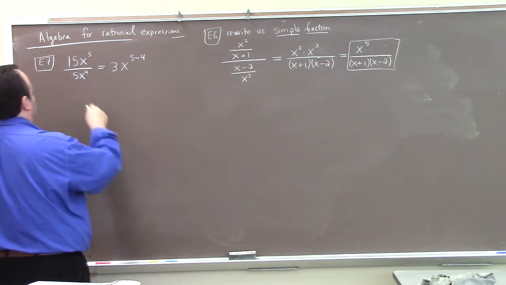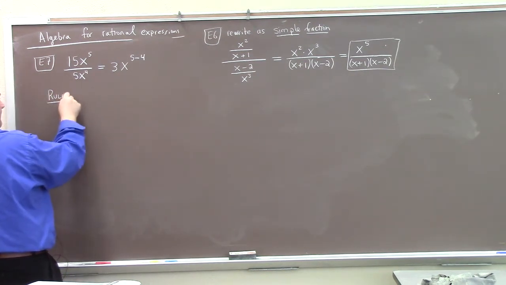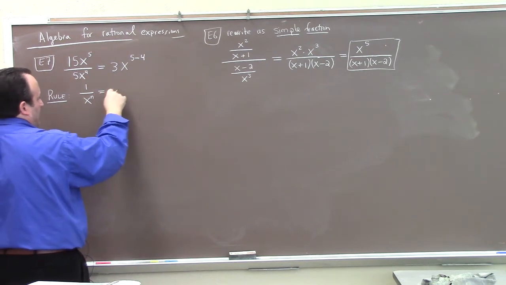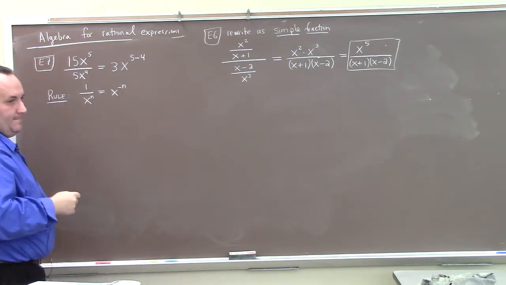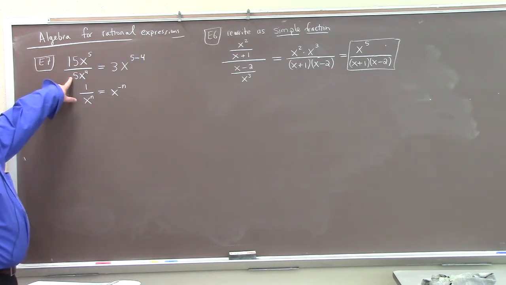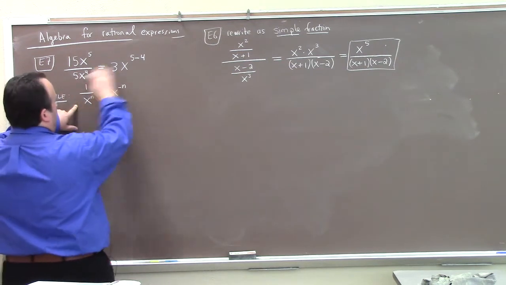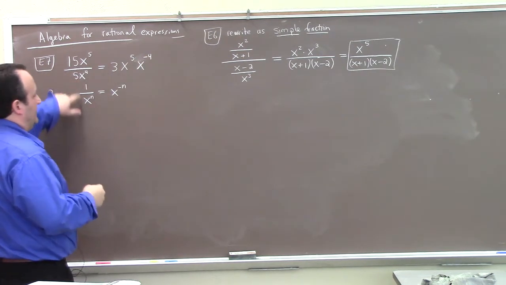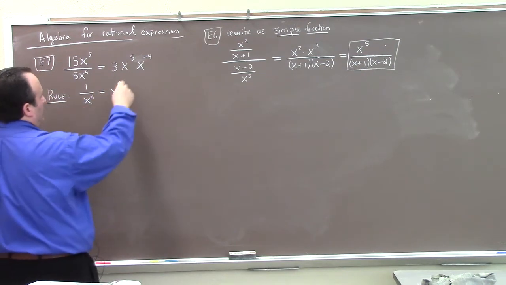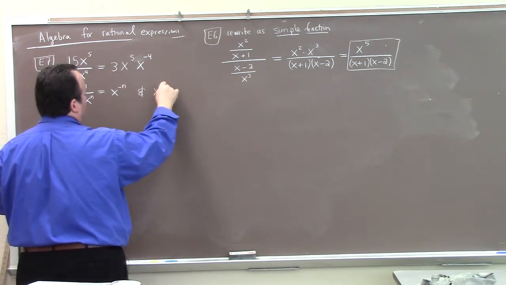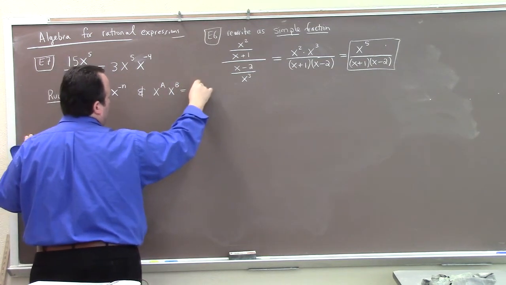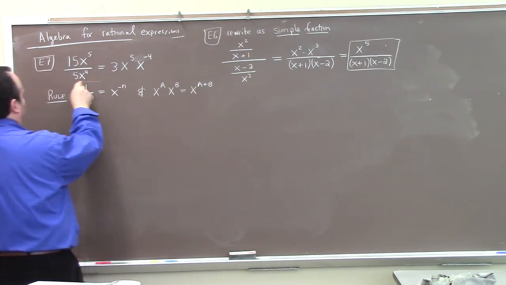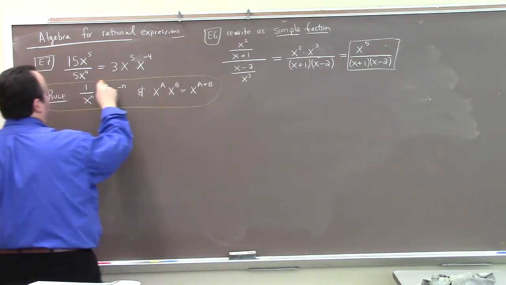So I guess there's a rule I should have mentioned to you. Rule: 1 over x to the n power is equal to x to the minus n power. So if we have a positive power in the denominator, we can rewrite it. So this is x to the 5 times x to the minus 4, because 1 over x to the 4th is x to the minus 4. And then if we have x to the a times x to the b, we get x to the a plus b. So these are the laws of exponents here. So would your final answer be that, or would it just be 3x?